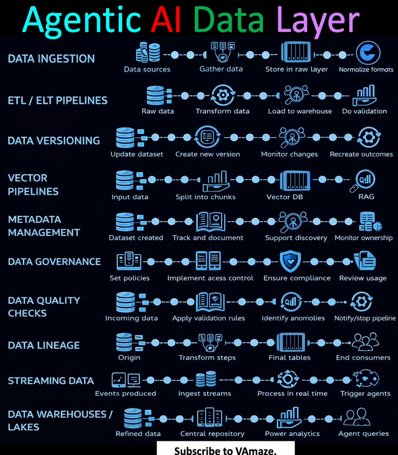Layer 9, streaming data. Not all data can wait for batch processing. Streaming handles real-time events. Events are produced, ingested into streams, processed in real time, and can trigger agents directly. Think fraud detection, live monitoring, or any scenario where your agent needs to react in seconds, not hours.